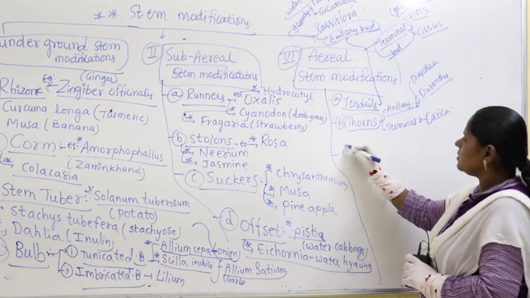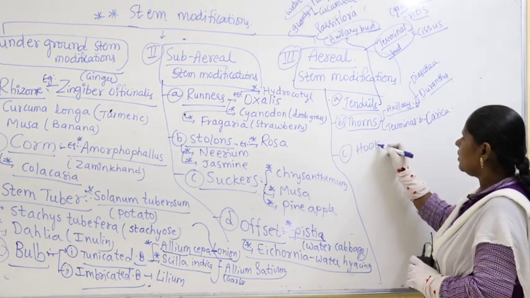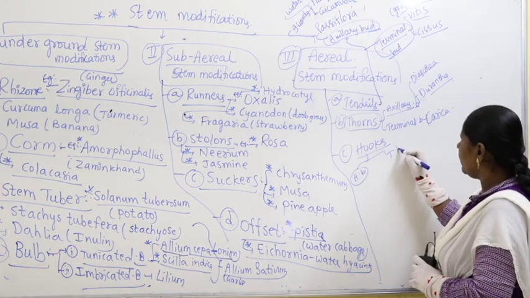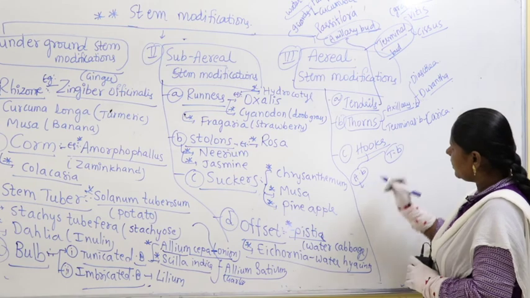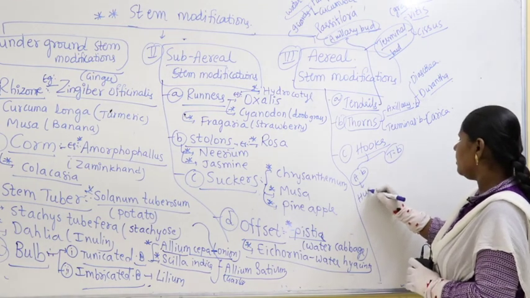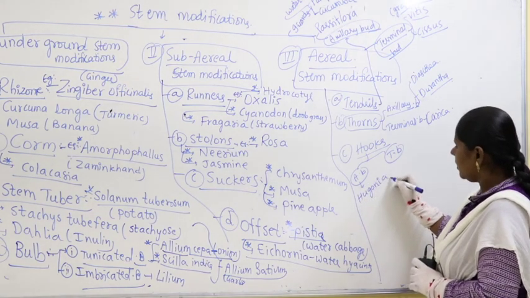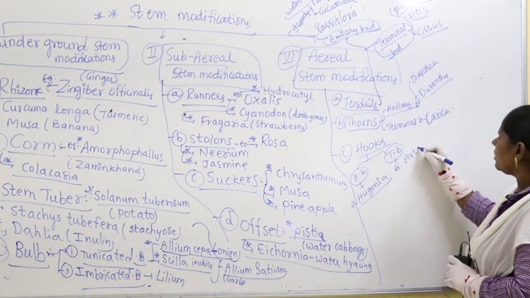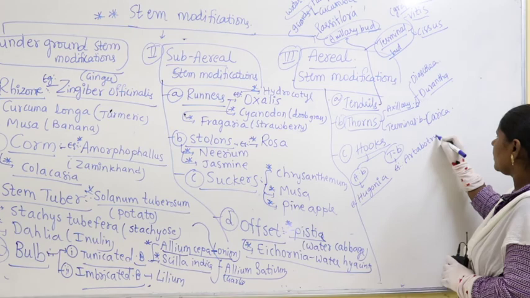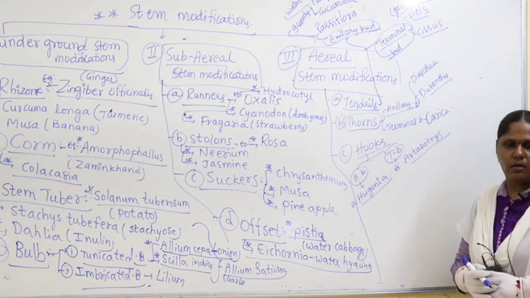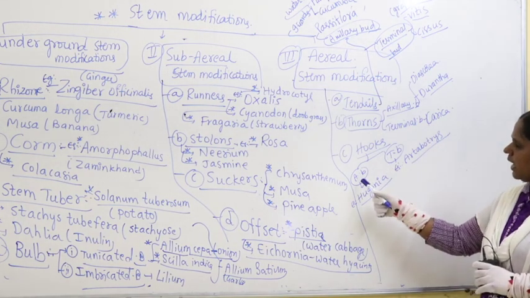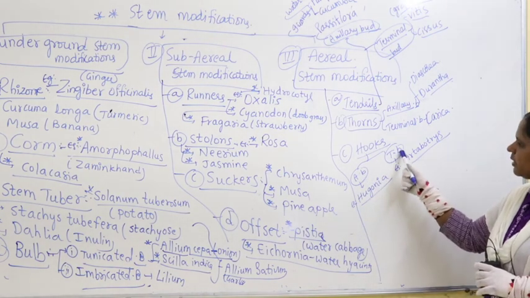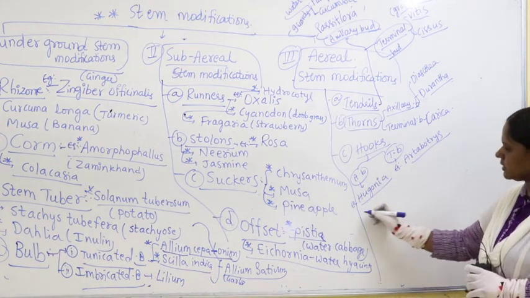Right. Next is hooks. Better you can write down axillary bud and terminal bud. What is axillary bud? Here you can write Hugonia. Example, here you can write Artabotrys. So here hooks, if you take axillary bud modified into hooks, example Hugonia. Terminal bud modified into hooks, Artabotrys.